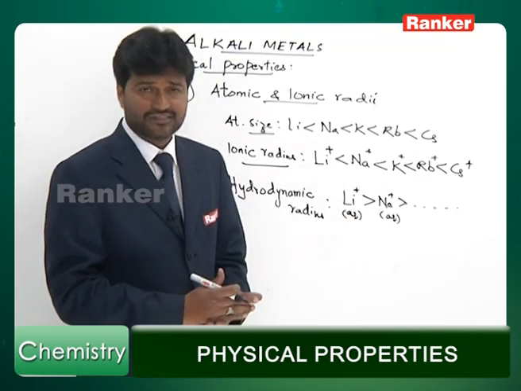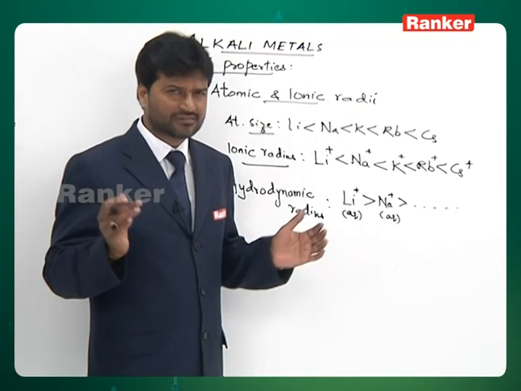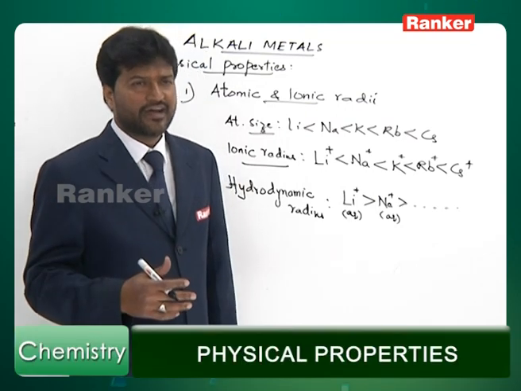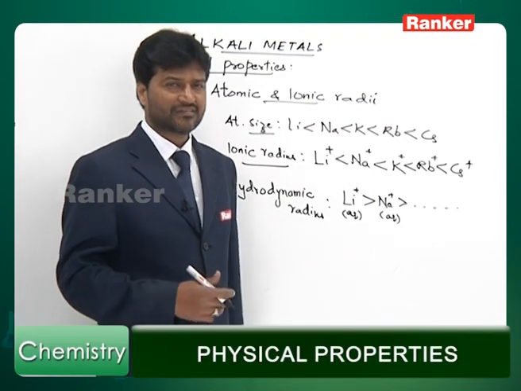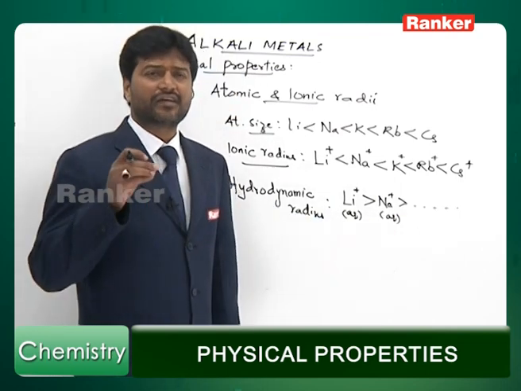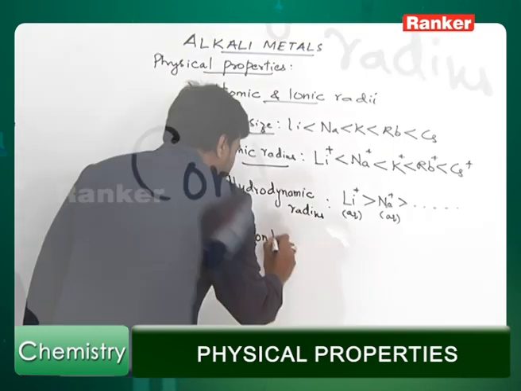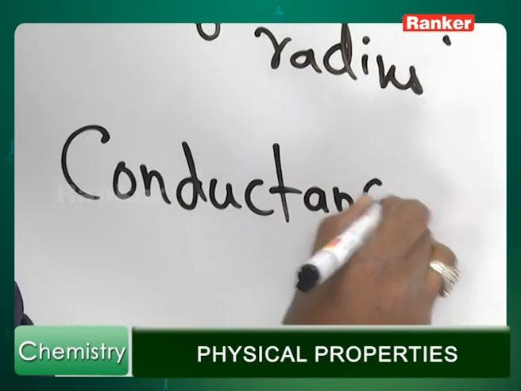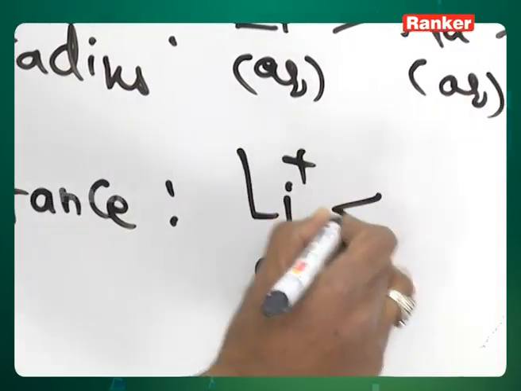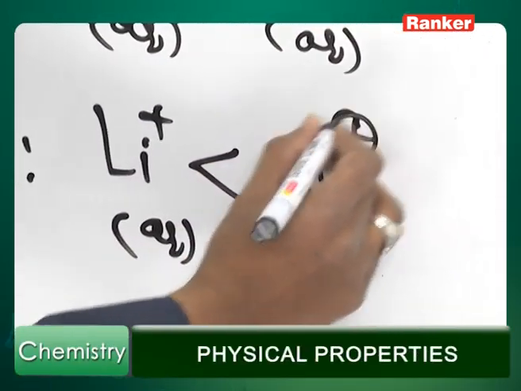Now, the question arises: why does Li plus get extensively hydrated? It is because of its small size. Due to its small size, the charge density on Li plus is very high, and that is the reason why it gets extensively hydrated. Now, the consequence of this is it affects conductance. If you compare conductance of these ions, Li plus in aqueous solution has least conductance, and it goes on increasing as you go down the group.